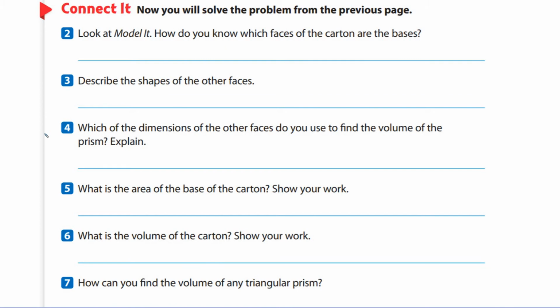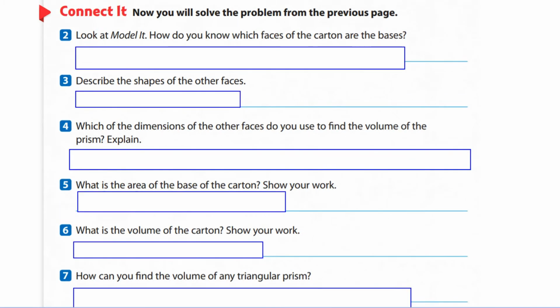Question 5. What is the area of the base of the carton? Show your work. And I gave you the formula. Question 6. What is the volume of the carton? Please show your work. And question 7. How can you find the volume of any triangular prism? Again, pause the video. See if you can solve these. And once you finish solving them, unpause the video, and then you can check your answers.